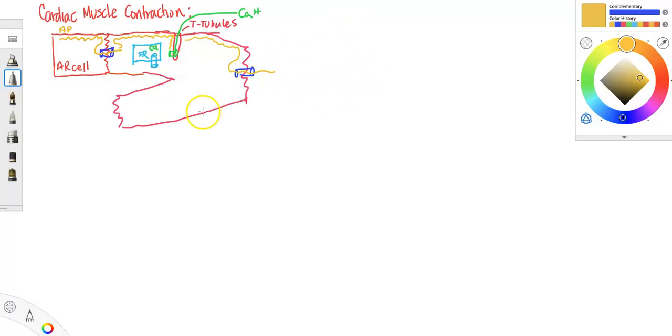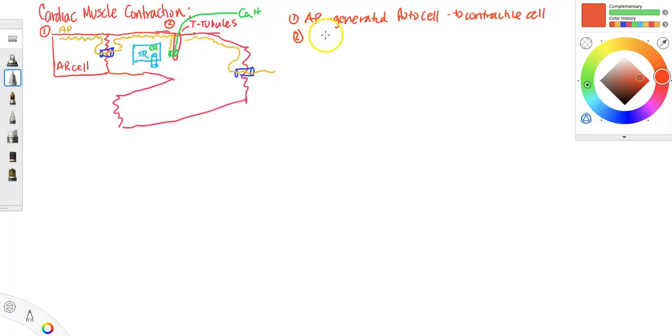So just to write this down, exactly what's happening here, we have an action potential. An action potential is generated by the autorhythmic cell, and it travels to the contractile cell. So we see that here. It's going into the contractile cell. All right, the action potential then goes down the T-tubules of the contractile cell. So we have the action potential coming to the contractile cell, and then we have it going down into the T-tubule. So AP travels down T-tubule.